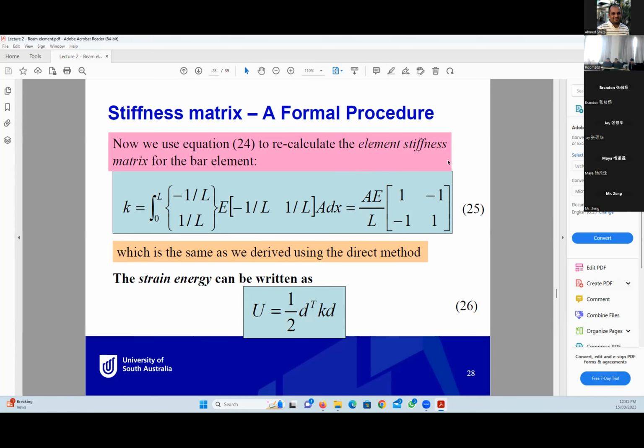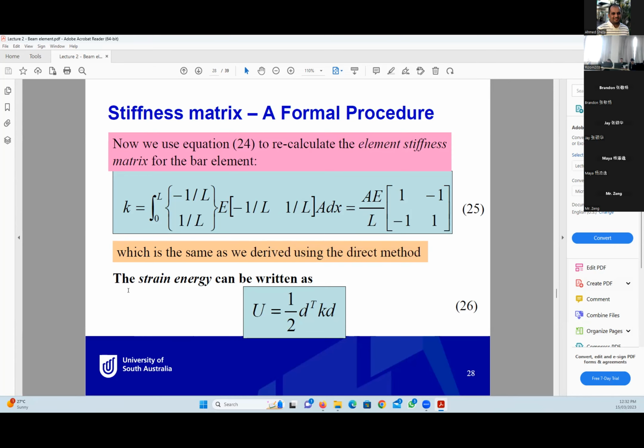So what we need to know is that even the shape function will give us a similar result to the direct method. As you remember from maybe 20 minutes ago, we got the stiffness matrix for a truss or a bar element as AE divided by L times [1, -1; -1, 1]. So we get the same values as the direct method.